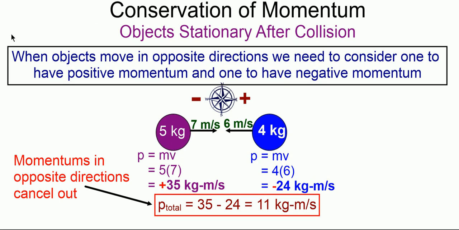Of course, that results in total momentum of positive 35 minus 24. Yet the total momentum is now 11 kilogram meters per second. We do this because momentums in opposite directions cancel each other out, either completely or partially. This one here partially. So we'll have to consider positive and negative momentums later in this video.